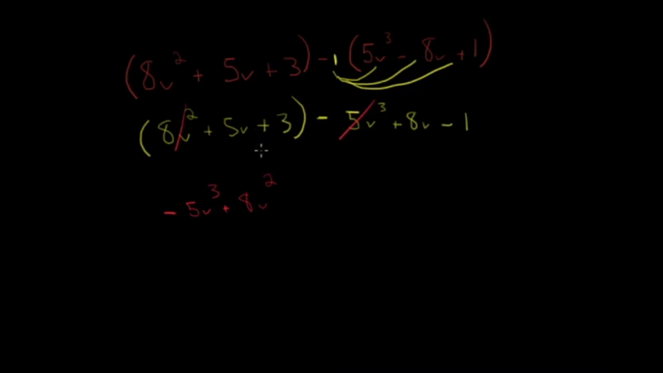The next degree is v to the first power. I have 5v here and 8v. I have 5v's and I add 8v's, and that's going to give me 13v's. So I write 13v, and then I have a 3 here. My 3 minus 1, what's 3 minus 1? That's positive 2, and just like that, we can't simplify any further. Therefore, we're done.